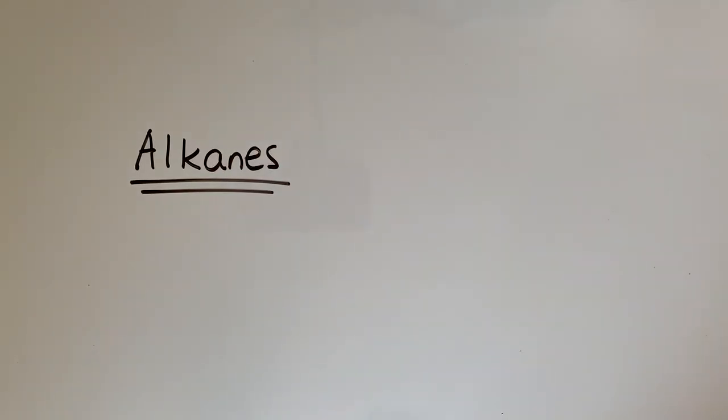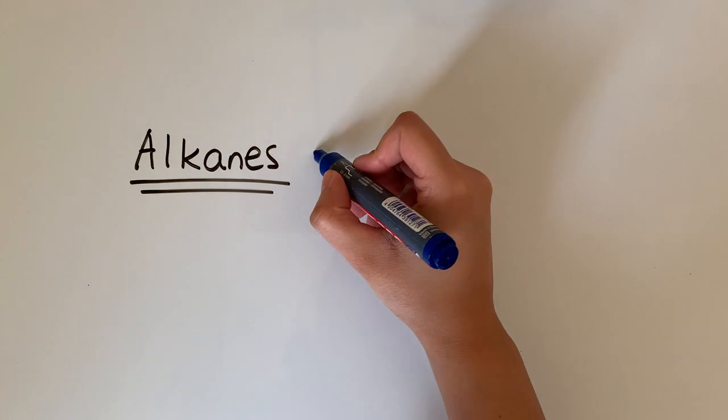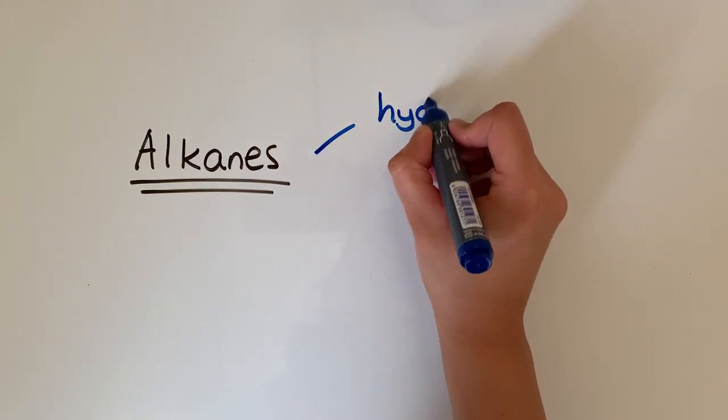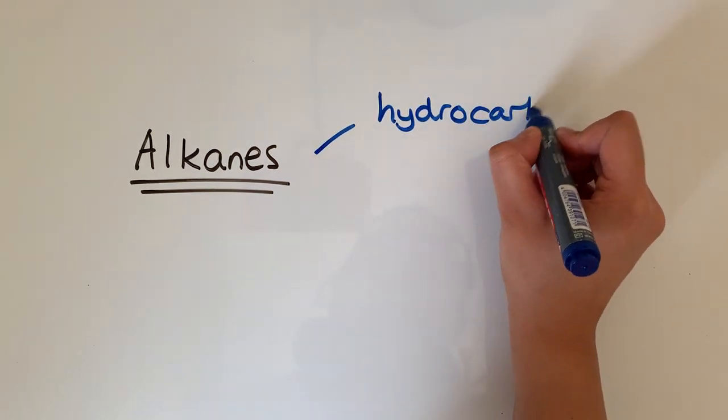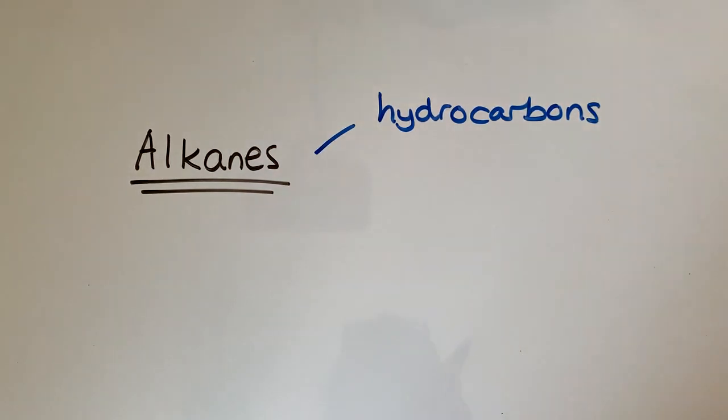We're now going to have a look at the simplest homologous series, and they're called the alkanes. We've just had a look that an alkane contains carbons single bonded to other carbons. Alkanes are also only hydrocarbons. So a hydrocarbon is a compound that only contains carbon and hydrogen atoms. So all alkanes are classed as hydrocarbons.